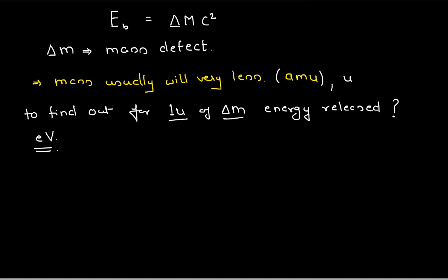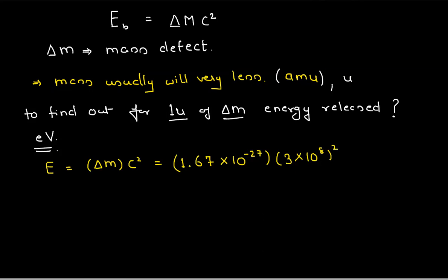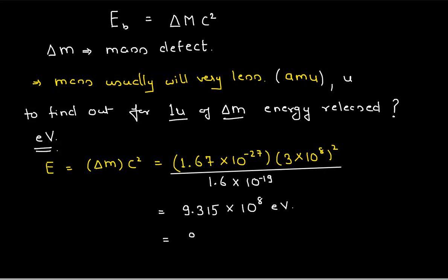All right, looks like many of you have tried. Energy is basically the mass defect delta M into C square. So for one unit of mass defect, it is 1.67 into 10 raised to power minus 27, that is one unit, into C square, that is (3 into 10 raised to power 8) square. Then you have to find it in electron volts. For this you divide by the charge of an electron. So you will get 9.315 into 10 raised to power 8 electron volt, which you can write as 931.5 mega electron volt.